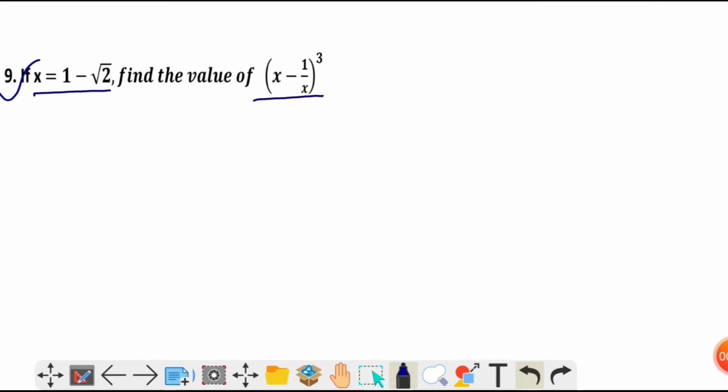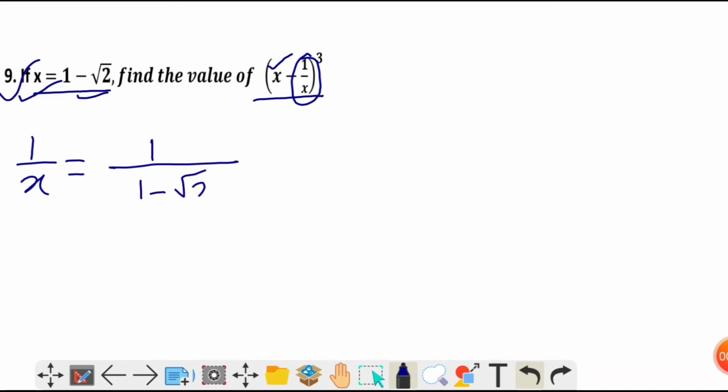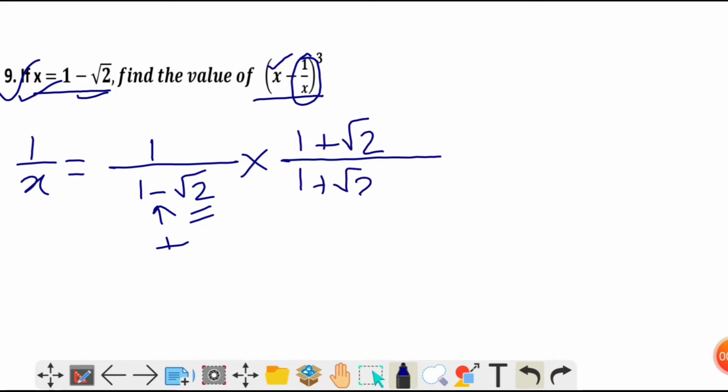If x equals 1 by √2, find the value of x minus 1 by x. So the value of x is given, we have to find 1 by x. So 1 by x is, the value of x is 1 minus √2. Now we have to rationalize it by taking the opposite sign, that is plus. So it will be 1 plus √2 and 1 plus √2 in both numerator and denominator.